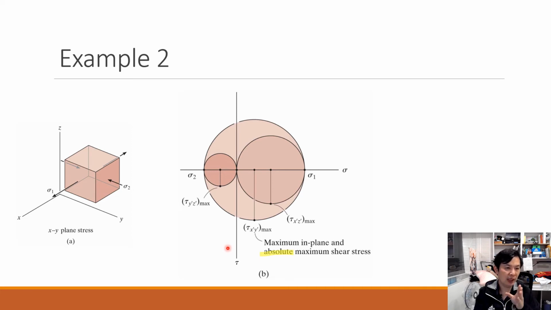However, if you have principal stresses with different signs, such as negative to positive or positive to negative, then just like example 2, your absolute maximum shear stress comes from sigma 1 and sigma 2, this circle, and we get the value from them.